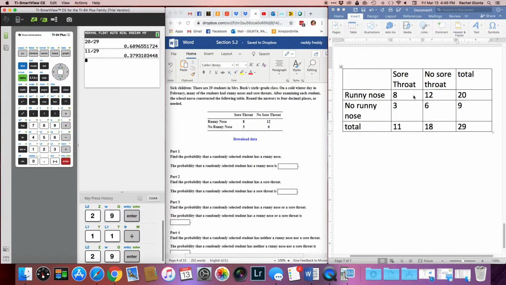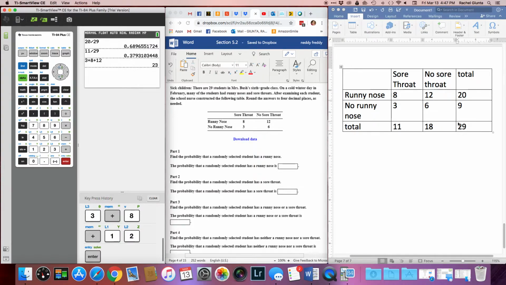Find the probability that a randomly selected student has a runny nose or a sore throat. So we want all the runny noses and we want all the sore throats, but we don't want to count anybody twice. So the most straightforward way to do this is not to use the totals, but to use the individual boxes. So 3 with a sore throat, 8 with both, and another 12 with a runny nose. So 3 plus 8 plus 12 for a total of 23 students that have either a sore throat or a runny nose.